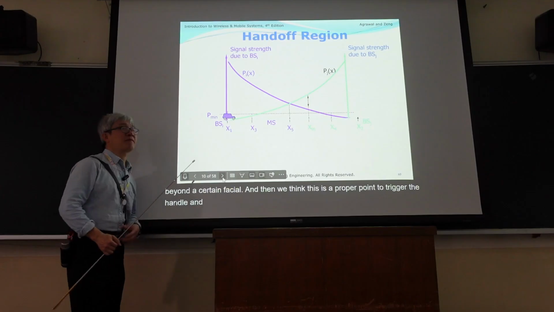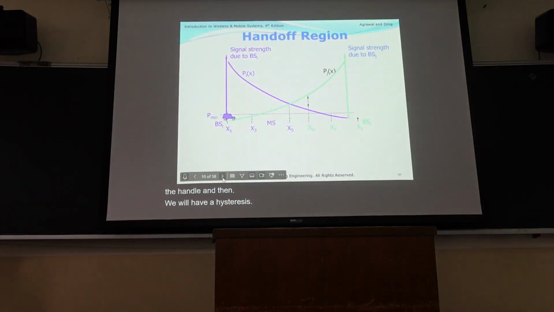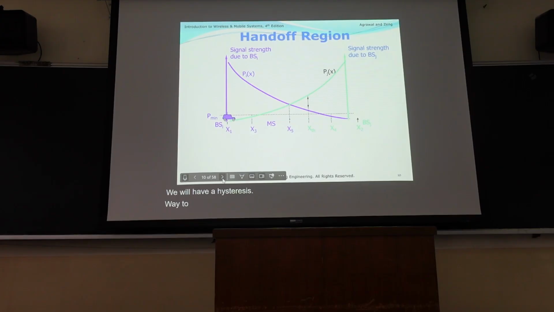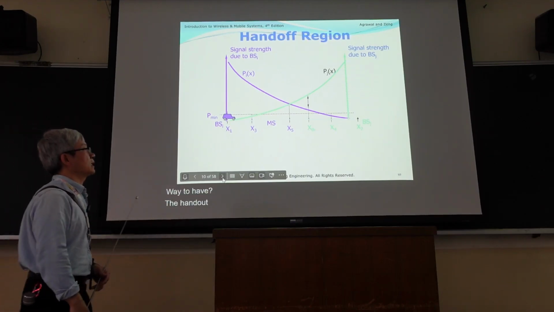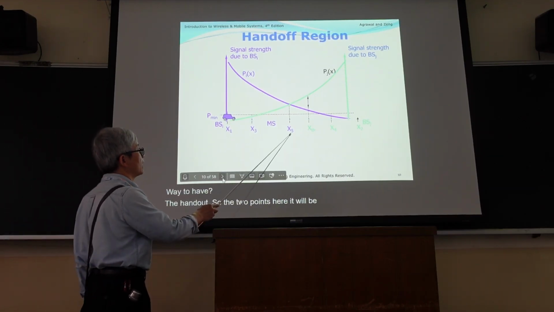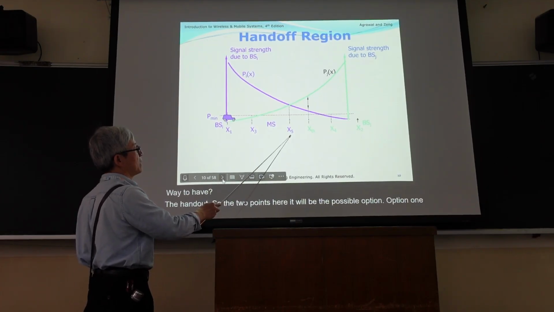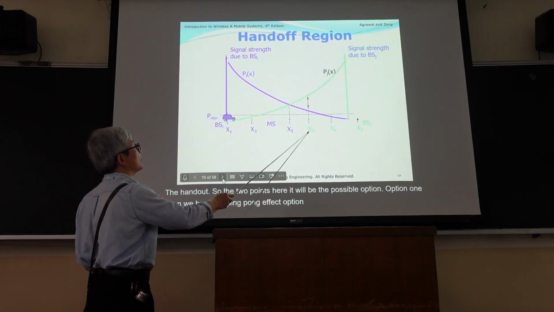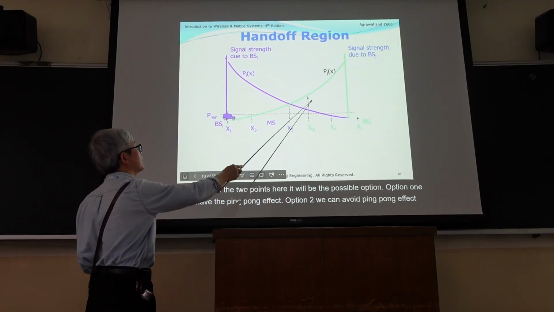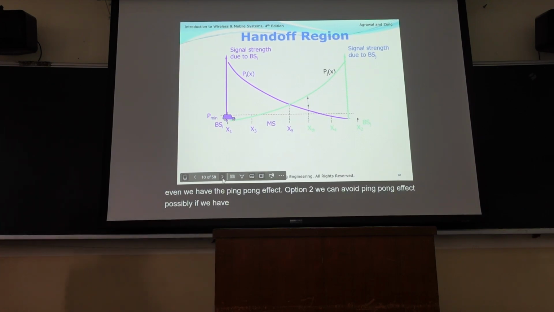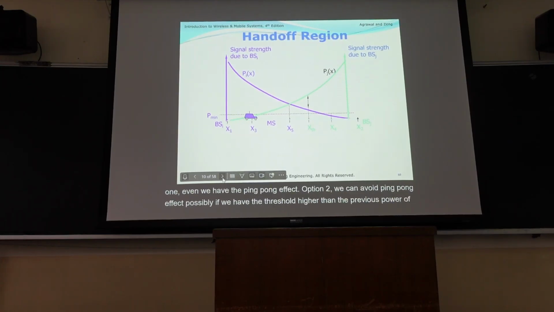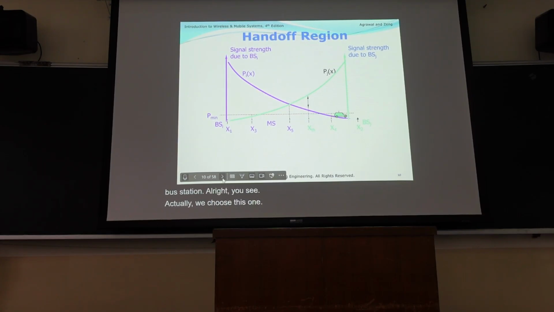And then we will have the hysteresis way to handle this. So the two points here are the possible options. Option 1, we have the ping-pong effect. Option 2, we can possibly avoid the ping-pong effect if we have a threshold higher than the previous power of the base station. Alright, you see? Actually, we choose this one, and then we will have the handoff to base station J.